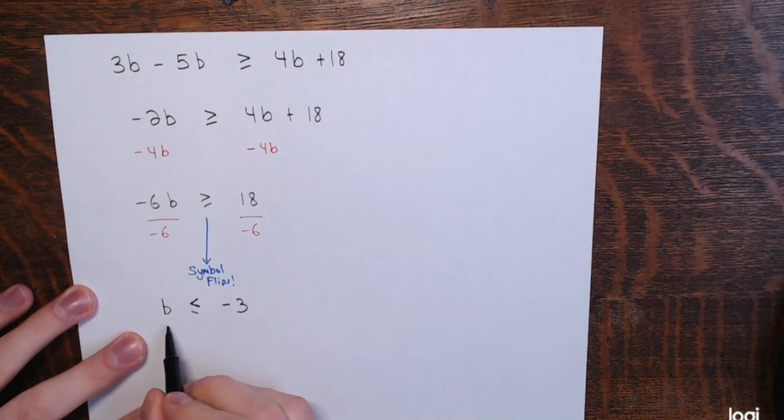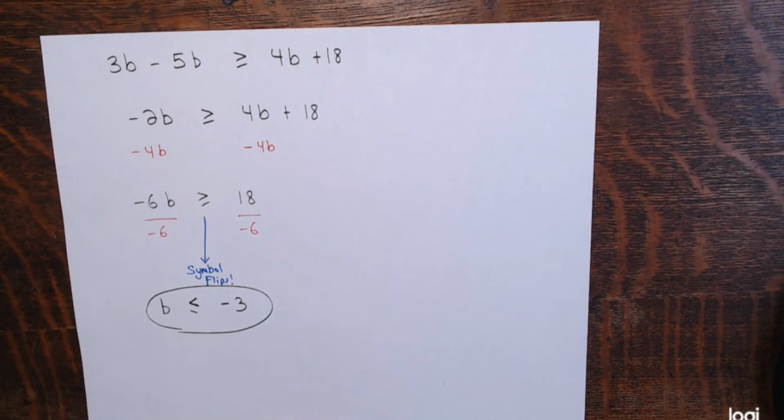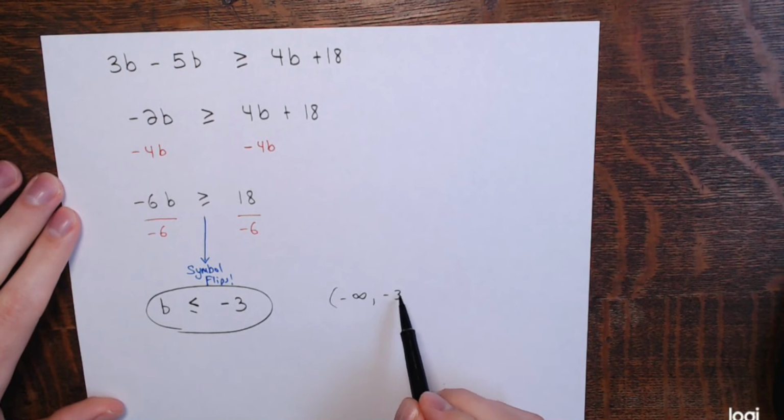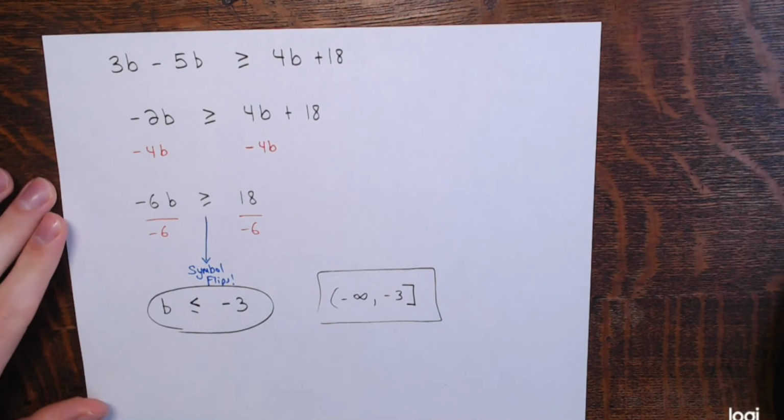And here we go. There's a description of all the numbers I can replace b with to make the original inequality a true statement. I can replace b with any number less than negative 3 or negative 3 itself, or equal to negative 3. So the interval notation for that would be from negative infinity to negative 3, including negative 3. That's what they want, the interval notation for this.